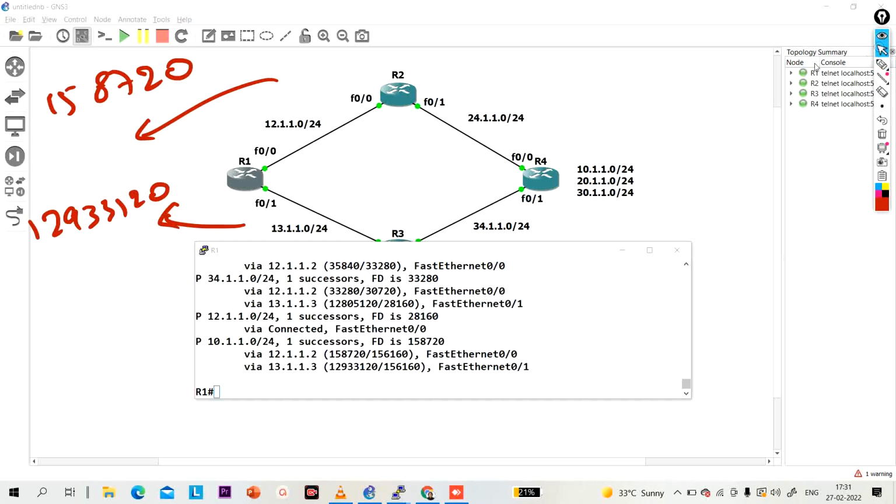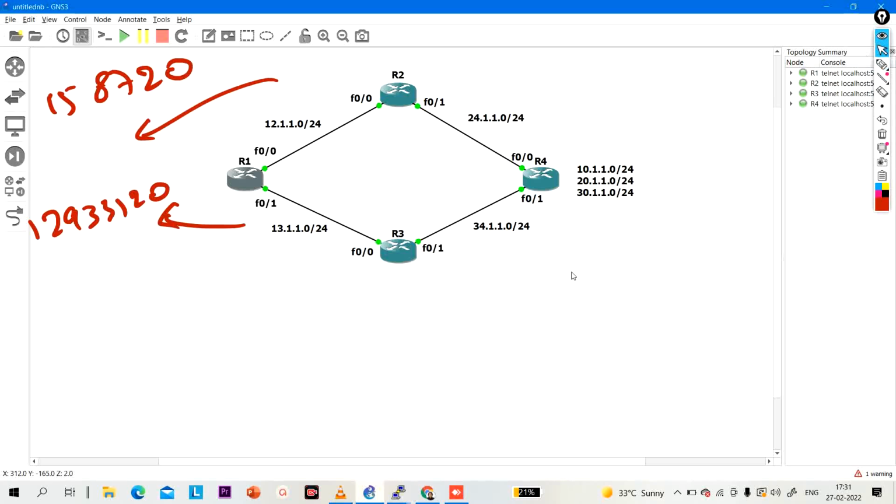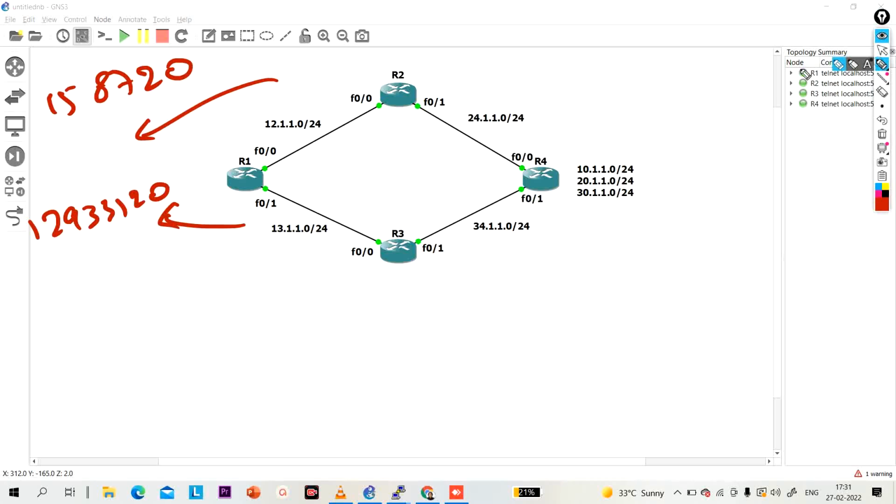So now cost is different, right? Cost is unequal, but by default R1 is not performing load balancing. So how will R1 perform load balancing? Guys, we have the concept of variance, right? So the topic is variance.